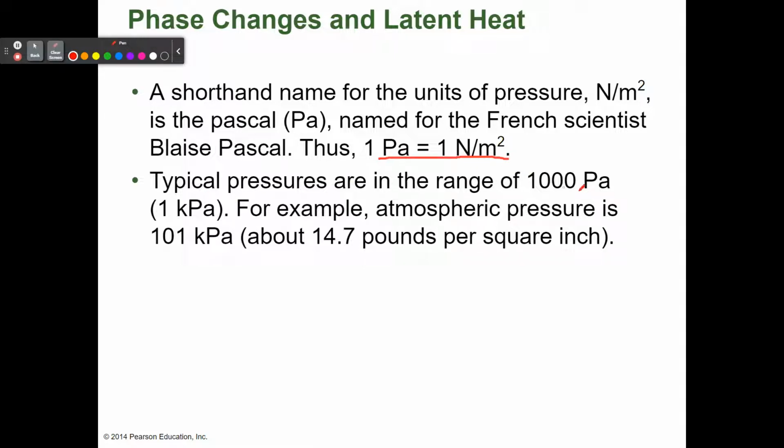Typical pressures are in the range of 1,000 pascals or 1 kilopascal. So atmospheric pressure, which is the pressure the atmosphere exerts on us, is 101 kilopascals or 14 pounds per square inch. Now, both of these are not our metric units of pressure. Those are going to be atmospheres and millimeters of mercury, which I'm sure we'll get to in just a minute.